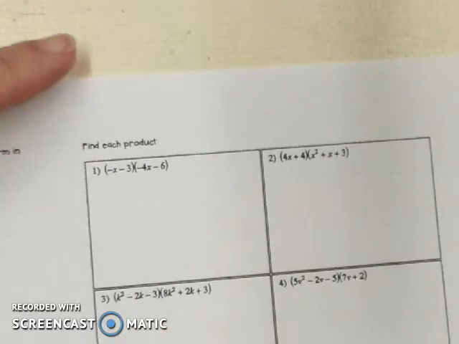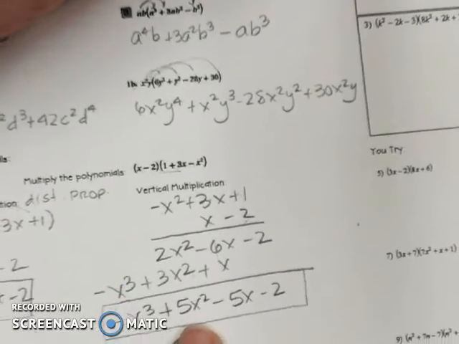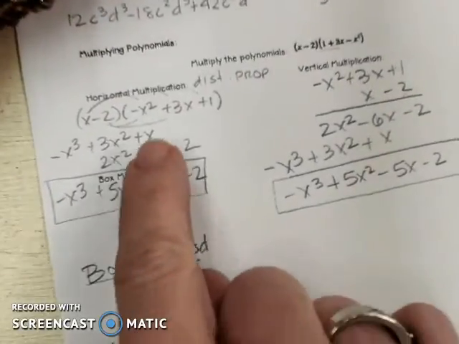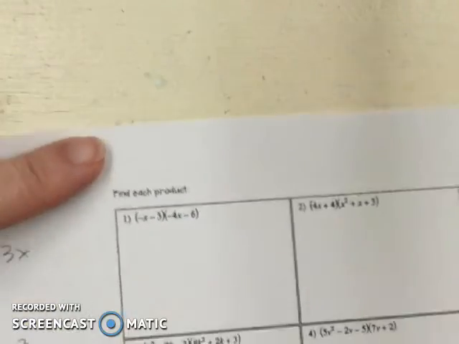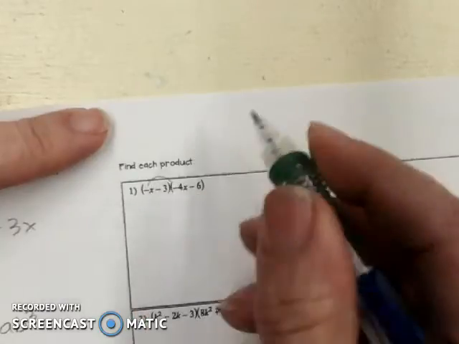I'm going to be honest with you, I don't like this vertical multiplication. It's confusing to me and I get stuck sometimes and I make mistakes. I really prefer the distributive property and the box method depending on what my problem is. So I'm going to do these over here. If it's just a binomial times a binomial, that distributive property is really easy.